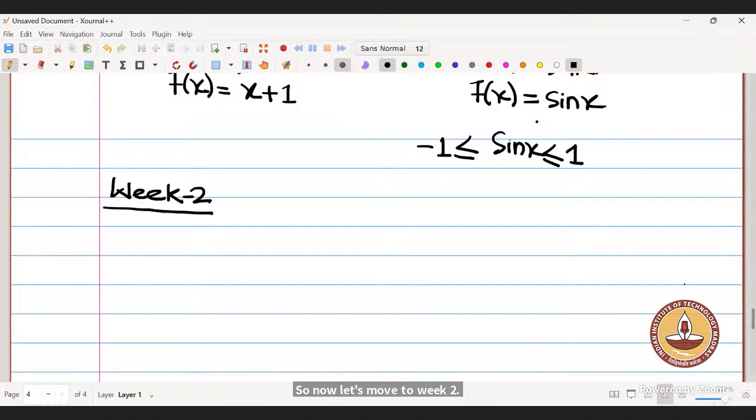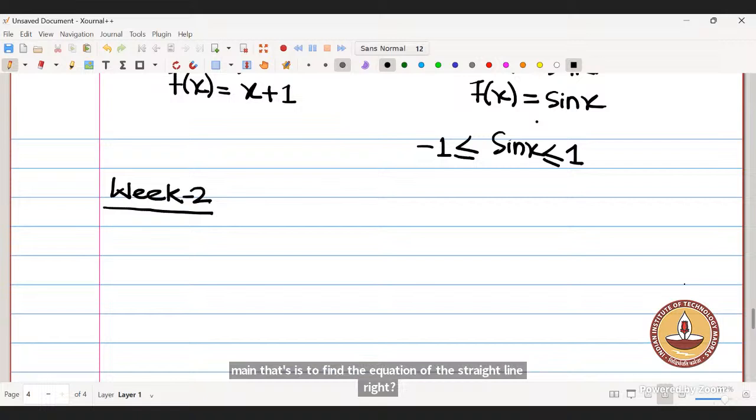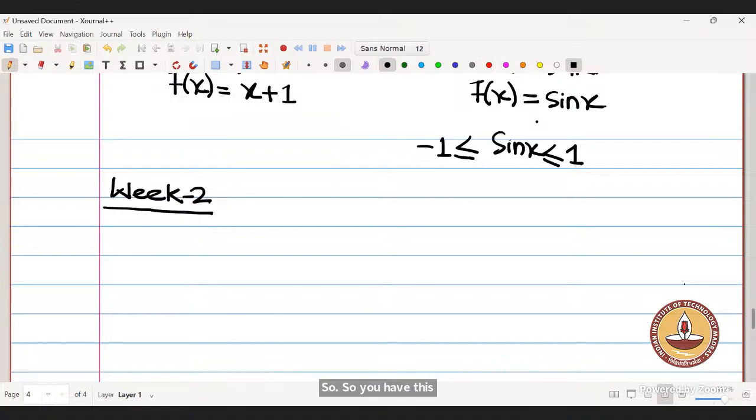And yeah, so basically in week 2, you have studied about straight line, right? And in this straight line, one of the main tasks is to find the equation of the straight line, right? So let's say you have this, suppose this point slope form.